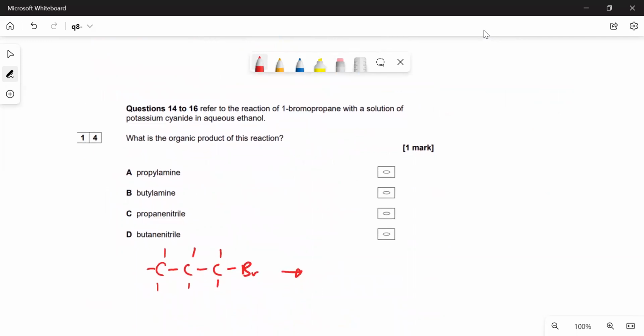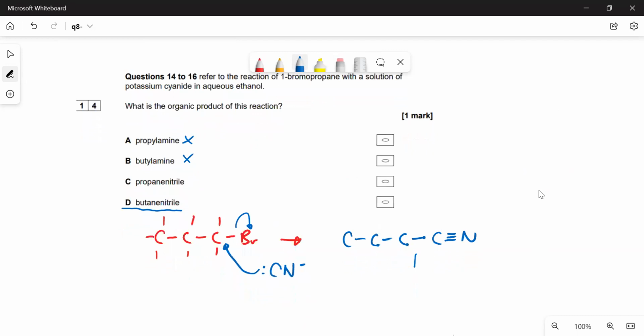Okay, so these questions refer to the reaction of 1-bromopropane with potassium cyanide. So that's going to give us a nucleophilic substitution reaction. So we're going to have CN minus, and that's going to go there and there. And so the product is going to be, we've lengthened the carbon chain. So it's not prop, it's but. So it's butanenitrile. That's what we have got, butanenitrile. These ones where you've got the amines are obviously wrong because you don't get amines, you get a nitrile. And C is wrong because you've lengthened the carbon chain.